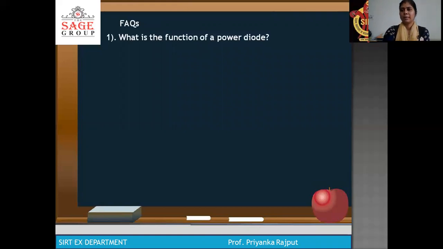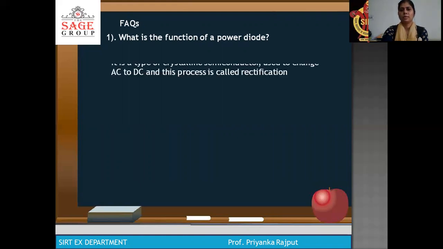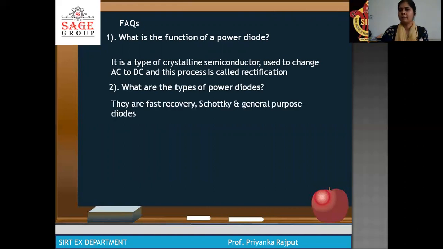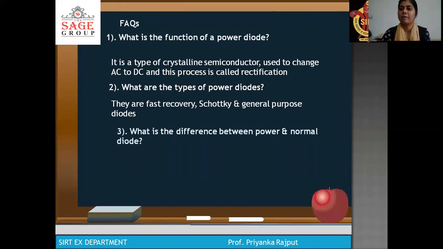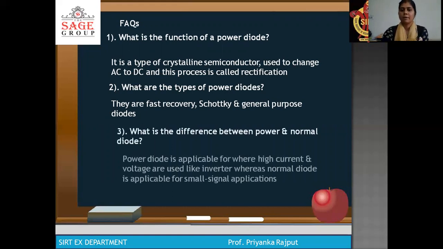Now a simple question I am just asking: what is the function of power diodes? Why is it used? Its function is rectification. Next question: what are the types of power diode? There are three types: fast recovery, general purpose, and Schottky diodes. And the last one: what is the difference between power and normal diodes? Power diodes are applicable where high current and voltage are used, like inverters, whereas normal diodes are applicable for small signal applications.